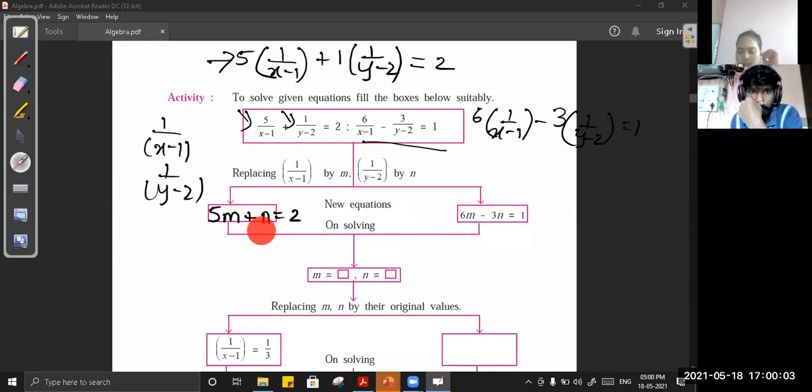Now you have to solve this equation and this equation simultaneously, and then directly write the value of m and n here. Can you solve these two equations simultaneously? You can use Cramer's rule, whatever you find easier. I'll use Cramer's rule. Find out the entire thing: D, Dx, Dy, Dm, Dn, everything.